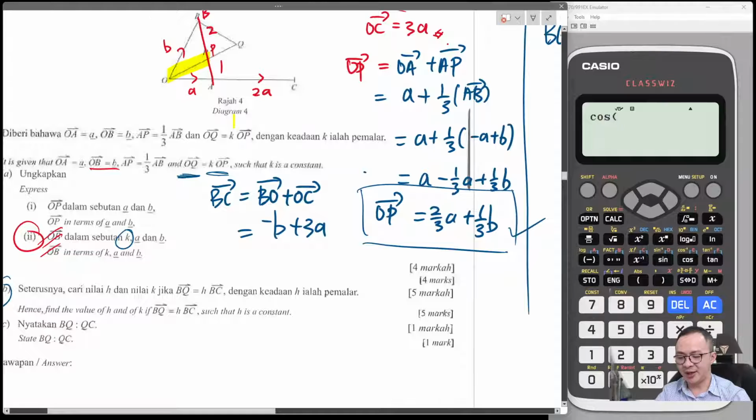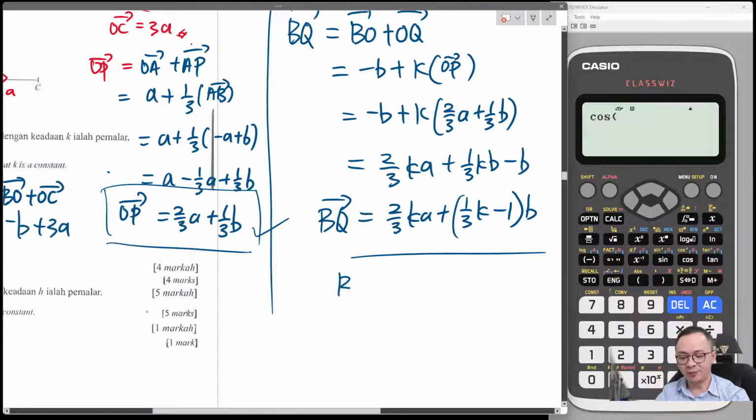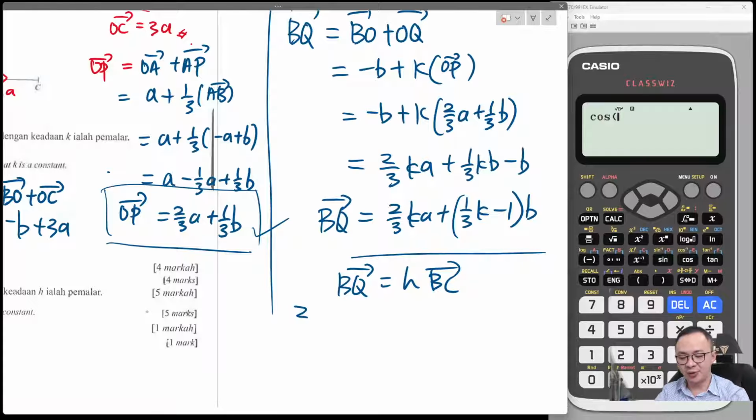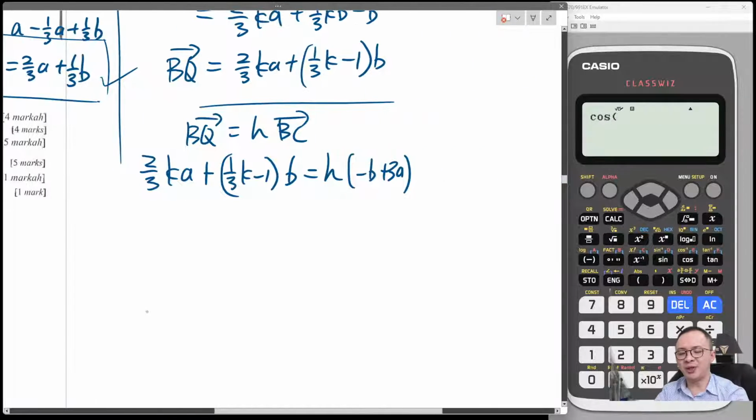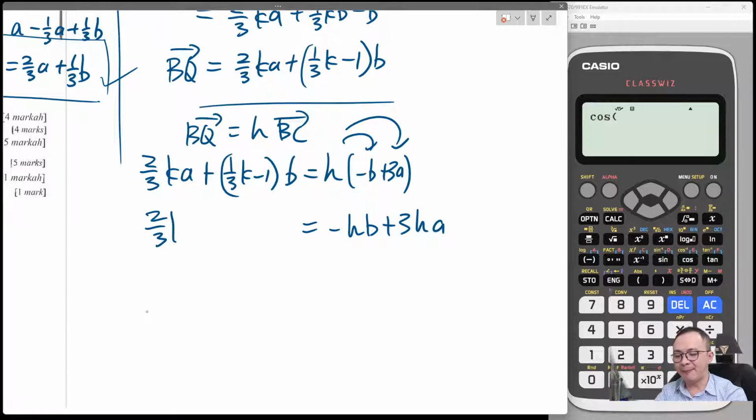Okay, then I can easily do BQ equals to h BC. BQ is 2 over 3k a plus 1 over 3k minus 1 b equals to h, BC, negative b plus 3a. So what we do is we multiply h into both, so we will get negative hb plus 3ha. You realize I insist on writing the a and b at the last places because I want to do comparing later.